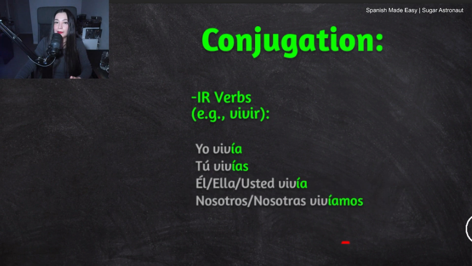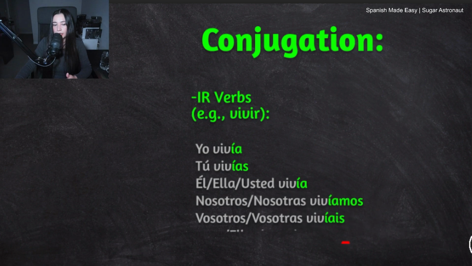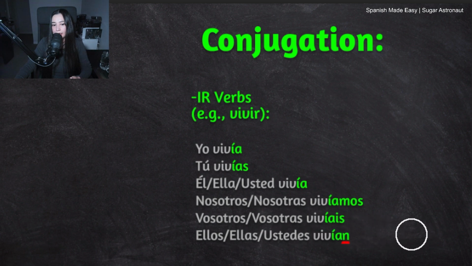Nosotros, nosotras vivíamos. Okay? So that nosotros, nosotras, we, vivíamos, used to live, or were living. Vosotros, vosotras vivíais. You, used in Spain and plural, used to live or were living. Ellos, ellas, and ustedes vivían. And this means ellos, ellas, they, or ustedes, you, plural, and used in Latin America, used to live or were living.